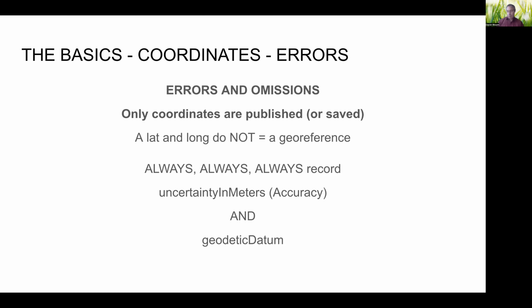Without the datum, we could be tens or hundreds of meters away from the actual location. Similarly, few people record the uncertainty in meters when they are in the field. This uncertainty is often called accuracy in a GPS unit or phone. Many datasets do not have this data, in part because our fancy GPS units don't save the accuracy when they save the coordinates. This data often needs to be captured manually in a field book.